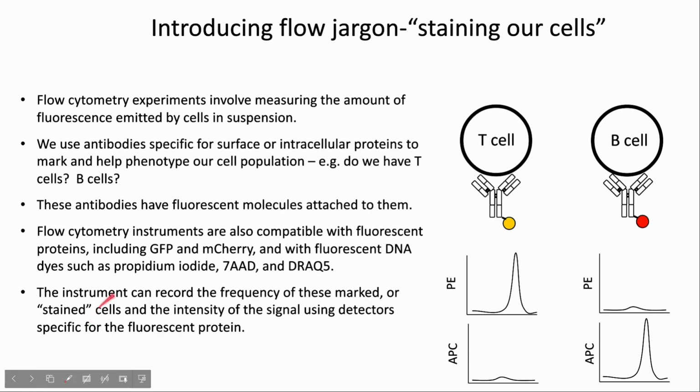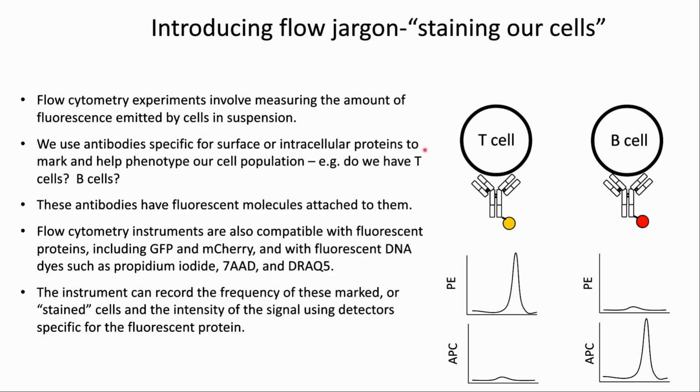Part of flow cytometry, like all science, has jargon associated with it. One of the terms includes staining our cells or staining your cells. This is because fluorochromes are often referred to in different colors, such as FITC or PE, and therefore we are staining our cells with different colors.